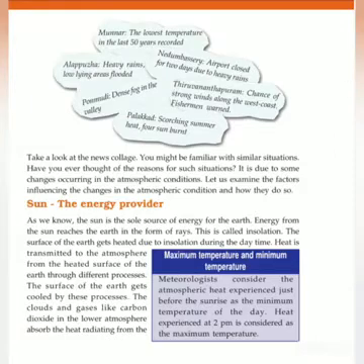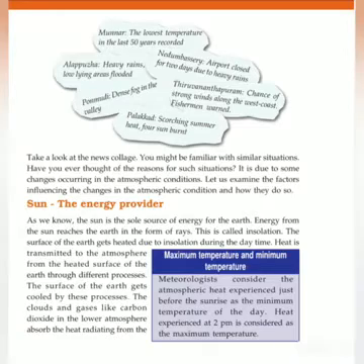We all know that the sun is the sole source of energy for the earth. Energy from the sun reaches the earth in the form of rays. This is called insolation. So what is meant by insolation? The energy from the sun that reaches the earth in the form of rays is called insolation.